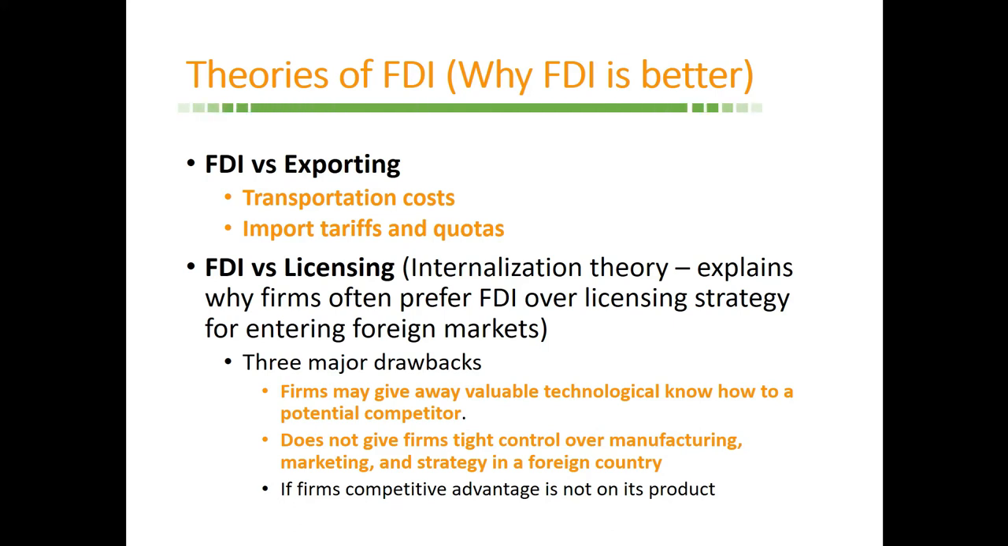Next, the third problem with licensing arises when a firm's competitive advantage is based not as much on its product as on the management, marketing, and manufacturing capabilities that produce those products. The problem here is that capabilities are often not amenable to licensing. While a foreign licensee may be able to physically reproduce the firm's product under license, it often may not be able to do so as efficiently as the firm could itself. As a result, the licensee may not be able to fully exploit the profit potential in a foreign market. So these are the three major drawbacks of licensing.